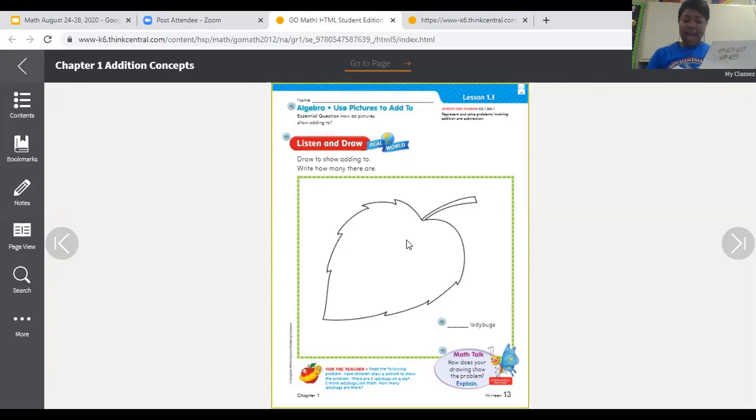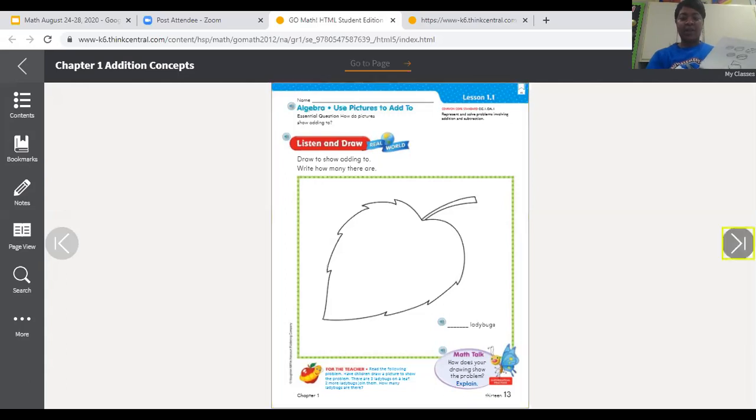All right. How many ladybugs are there? So let's see. At first there were 3, and then we added 2 more. So let's count. 1, 2, 3, 4, 5. There are 5 ladybugs, and you're going to take your pencil, and right here you're going to write the number 5. And as a reminder, I'm going to do it for you. You go across, down, around, curve, okay? Number 5.